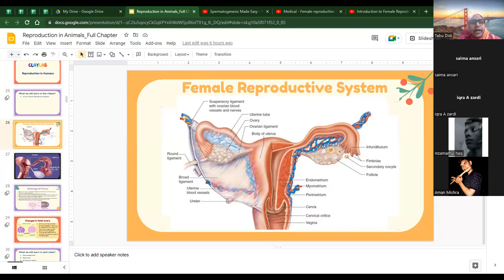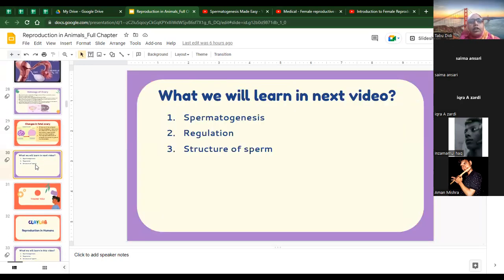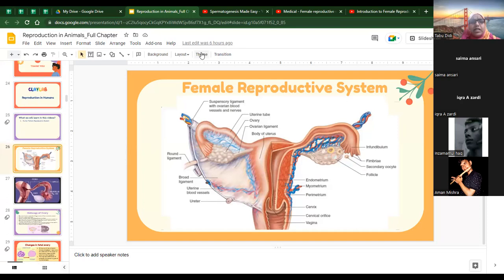What we're going to do today is first revise the female reproductive system. I shared with you two recordings of the female reproductive system and a recording on spermatogenesis and structure of sperm. So first we will revise the female reproductive system a little. Obviously, I will not sit and lecture you again with the presentation. We are going to see a video and we will revise it briefly.